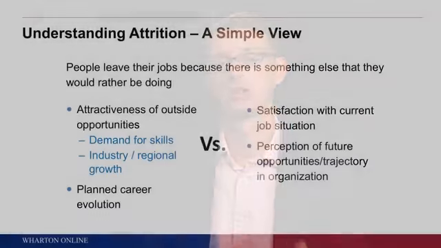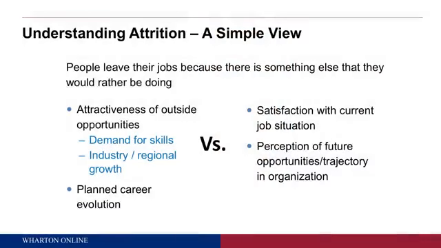So I want to spend a couple of minutes just thinking about, why do people leave and how's that going to help us understand the drivers of it? The simplest view of attrition is obviously that people leave their jobs when they find something else that they would rather be doing. That's the kind of depth of insight they pay us the academics the big bucks for. If you think about that, then there are two things that are really going to drive whether or not people stay. Okay? One is the attractiveness of the outside opportunities.